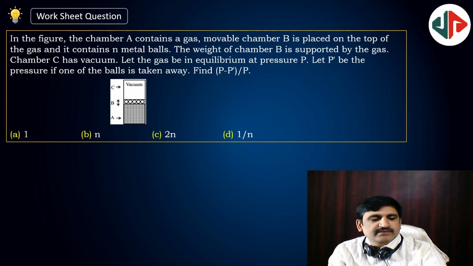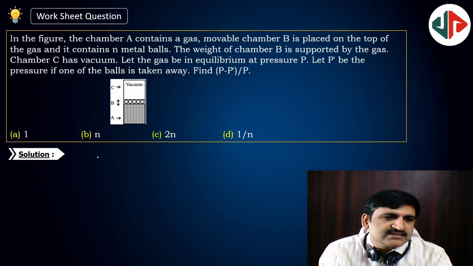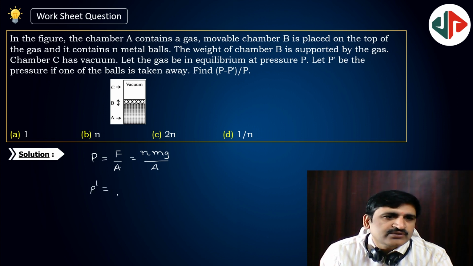It can be done like this. Initially the pressure caused by these balls, that is the initial pressure, is equal to force or thrust by area. Force is N, each ball of mass m, and g, so N mg by area A. This is initial. Finally, one of the supporting balls is removed, so N minus 1 into mg by A. That is P dash.